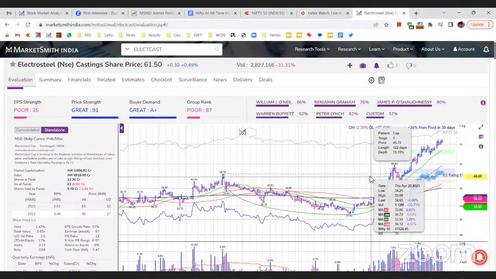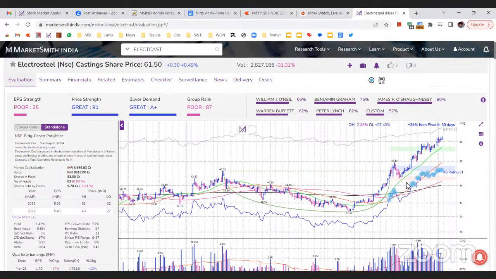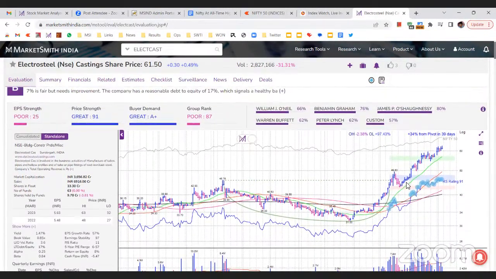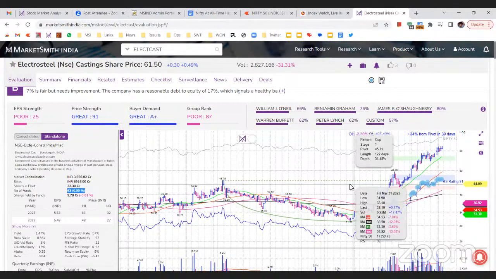So there's a very good run in this stock. If you can see, it's a relatively smaller stock with around 3,500 crore of market cap. The number of funds are unchanged. This is one of the leading players in DI pipes, the leader in India in DI pipes.